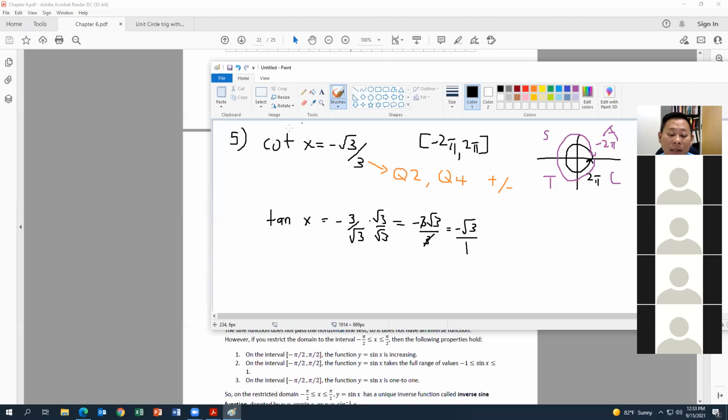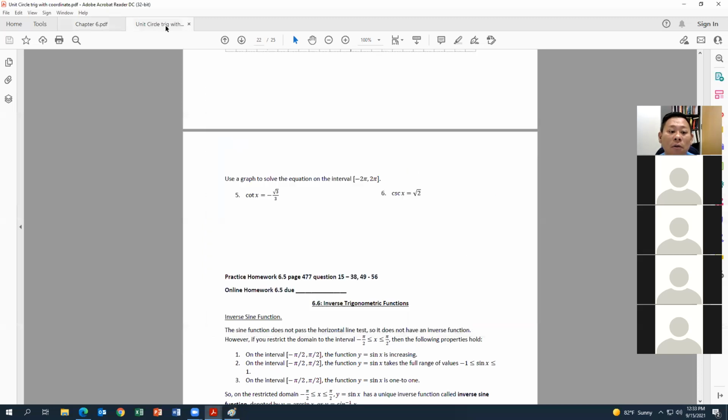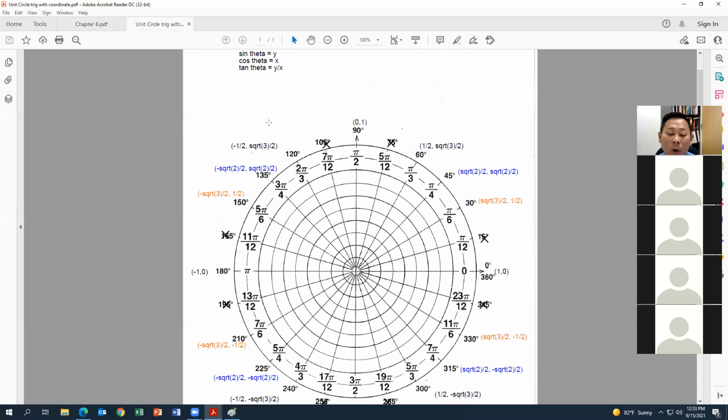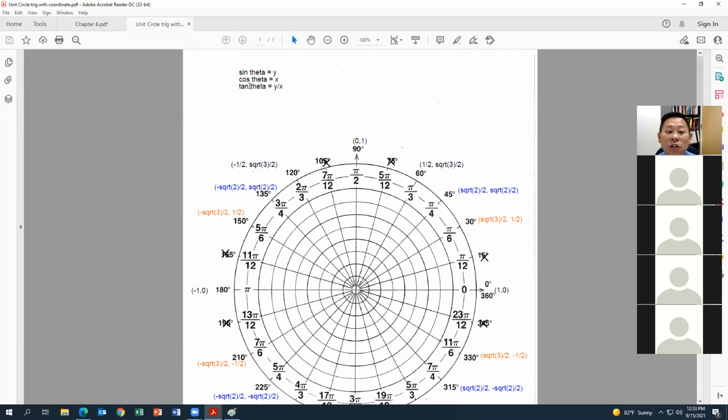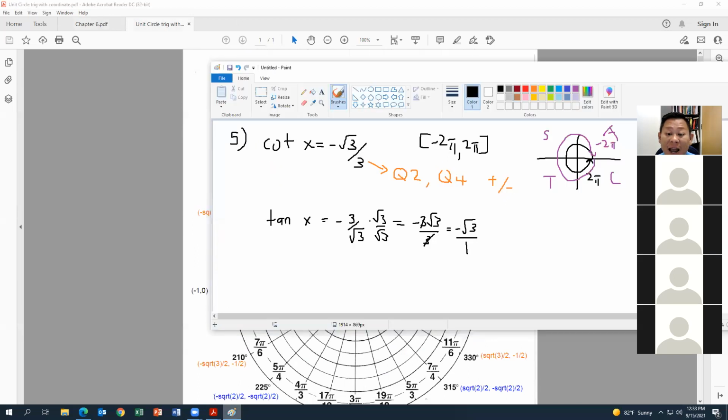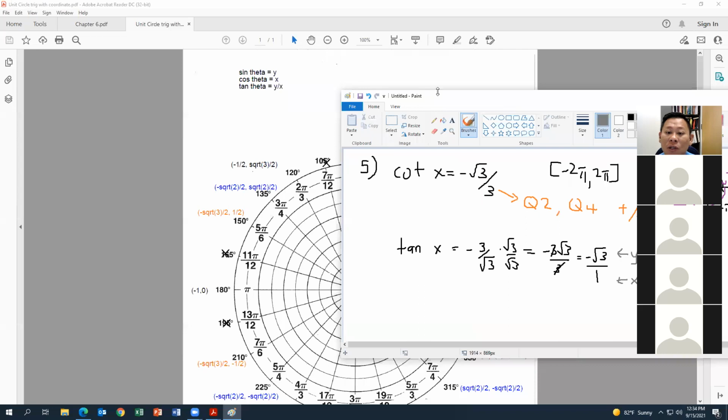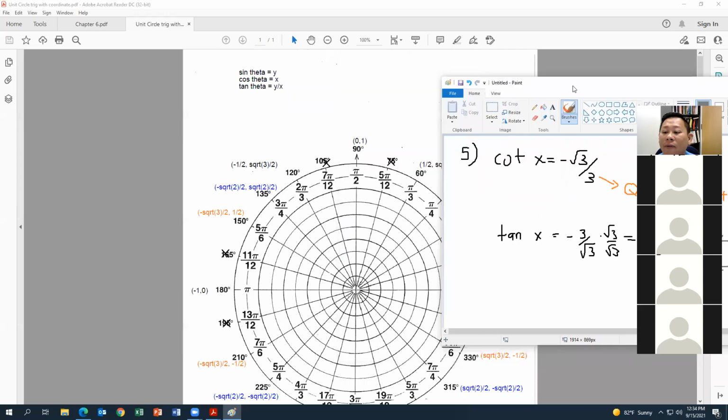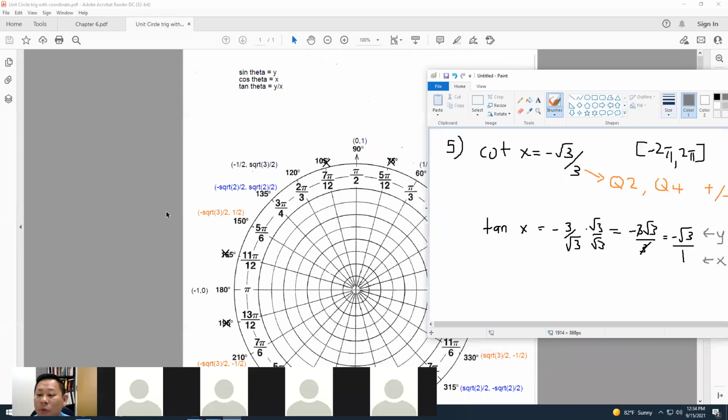The reason why I do that is because if you use the unit circle, tangent in this case is what over what? Tangent in this case is y over x. So that means this should be your y value, and this should be your x value. So can someone tell me, by looking at your unit circle here, what y value gives us -√3 and your x value is 1? Negative square root of 3, yeah.